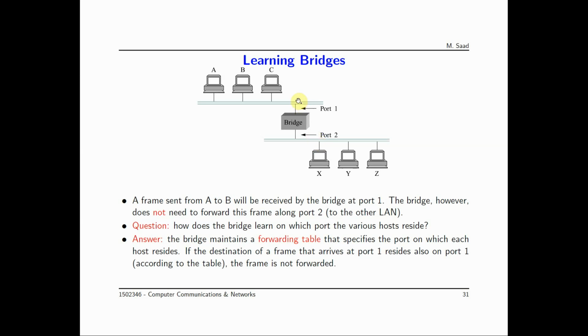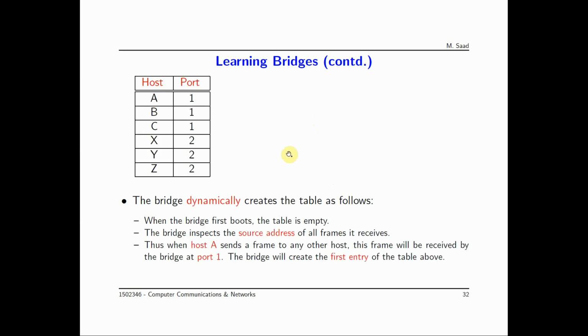However, before forwarding, the bridge will also check the source address of the frame it received. So a frame has just arrived from port 2. It will check the source address. It will find that the source is X. Now, this will help the bridge create the second entry here: X is connected to port number 2, and the same thing continues.